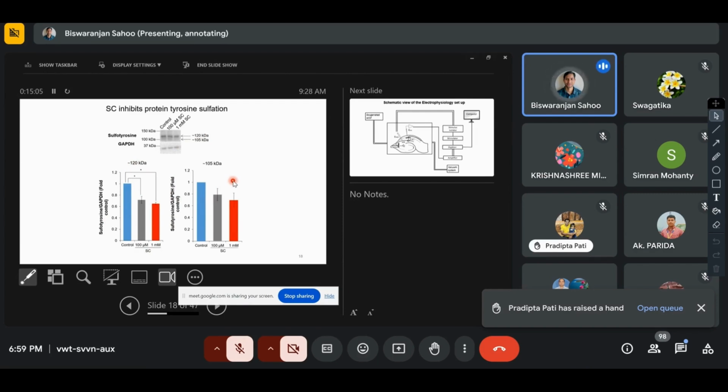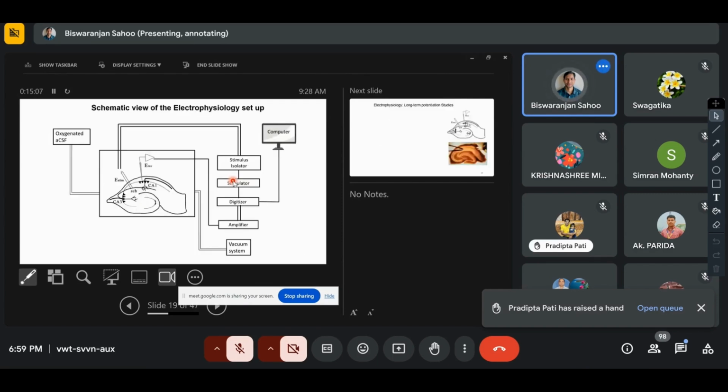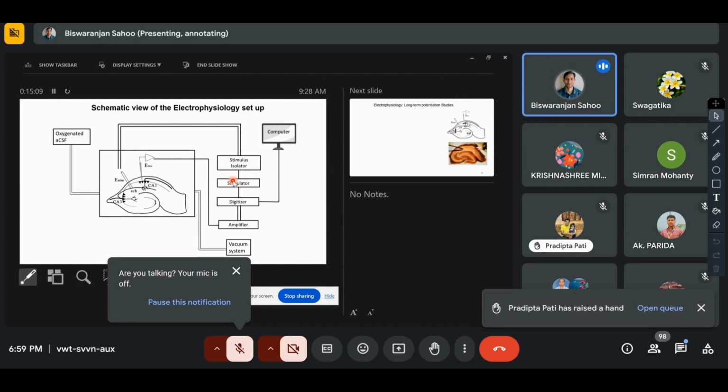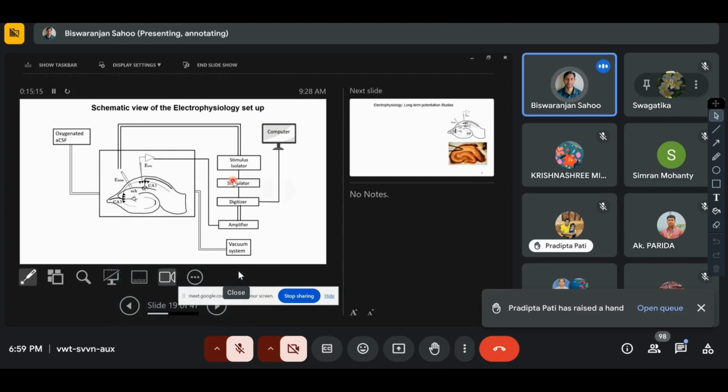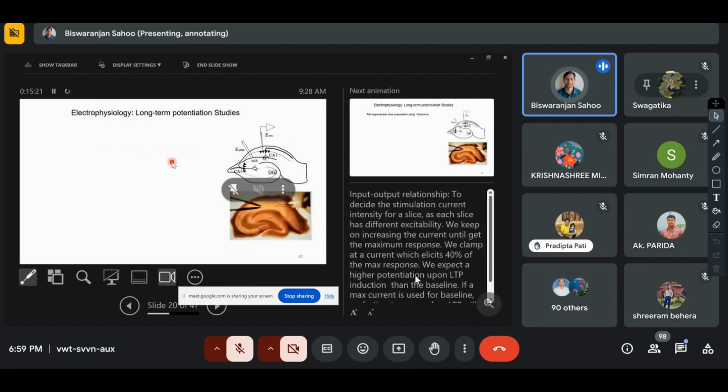Okay, so briefly I'll go over what we studied next. We studied the electrophysiology properties, the LTP. To check that, I'll briefly explain the procedure we used. Okay, LTP studies. So this is the real hippocampus we used for the LTP.